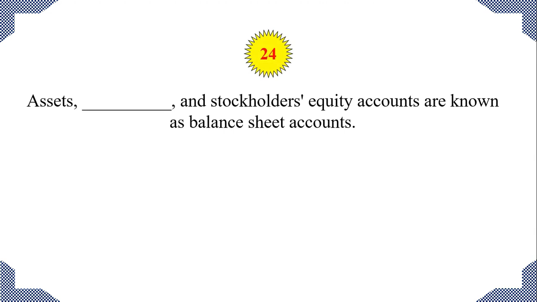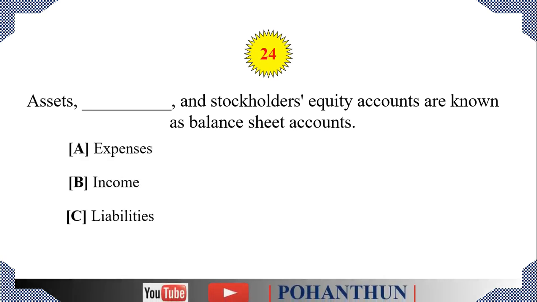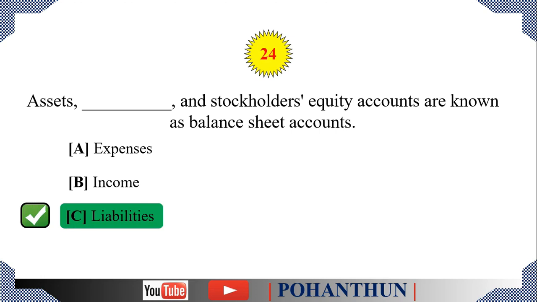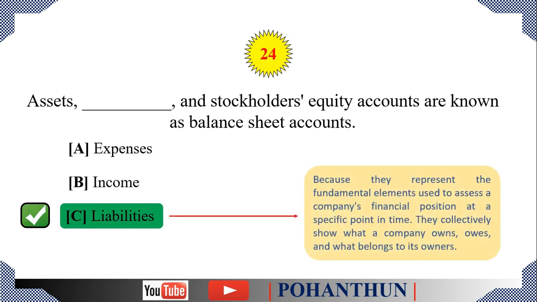Question number 24. Assets and stockholders' equity accounts are known as balance sheet accounts. Option A, expenses, B, income. Option C, liabilities. So the right answer is option C, liabilities, because they represent the fundamental elements used to assess a company's financial position at a specific point in time. They collectively show what a company owns, owes, and what belongs to its owners.